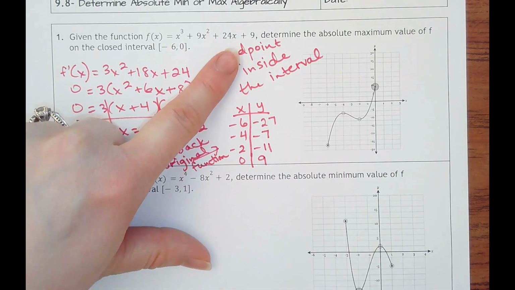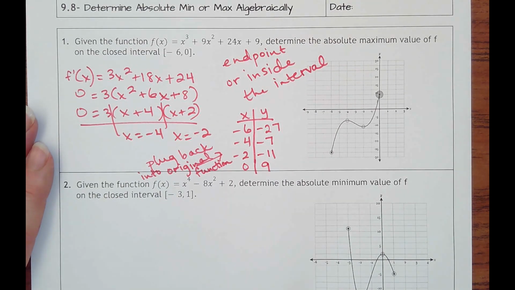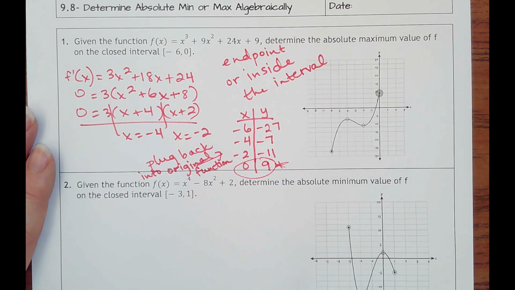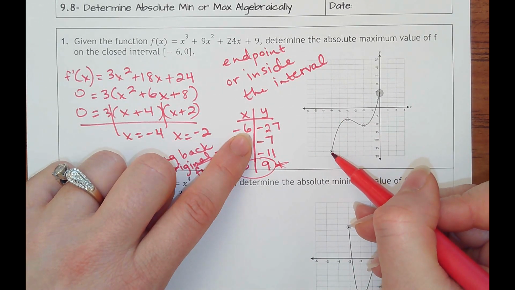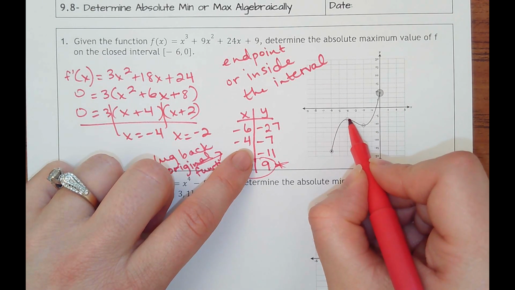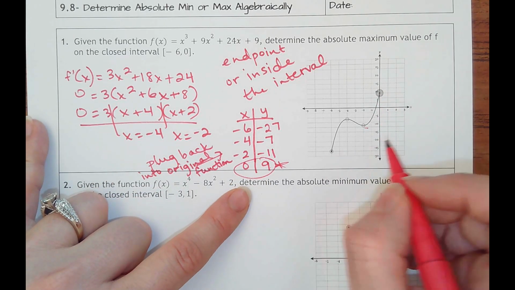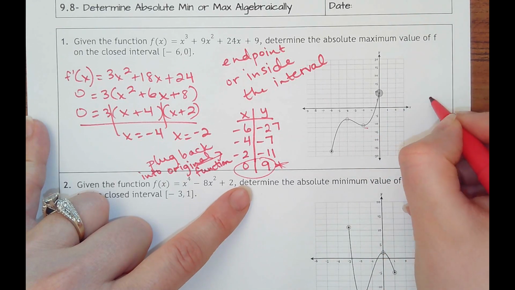For the absolute maximum, what that's saying is any of these x values could be the absolute max. And I see that that's going to be right here because the highest y is 9. So on this graph, there's a point at -6, -27, that's the absolute min. Then we have a little bit of a relative max here, and then we go back down to a relative min and then an absolute max. So we just want the y value, so that would be 9.